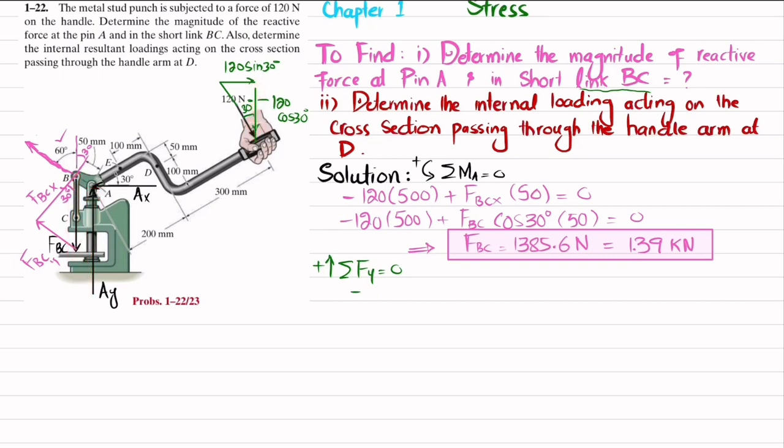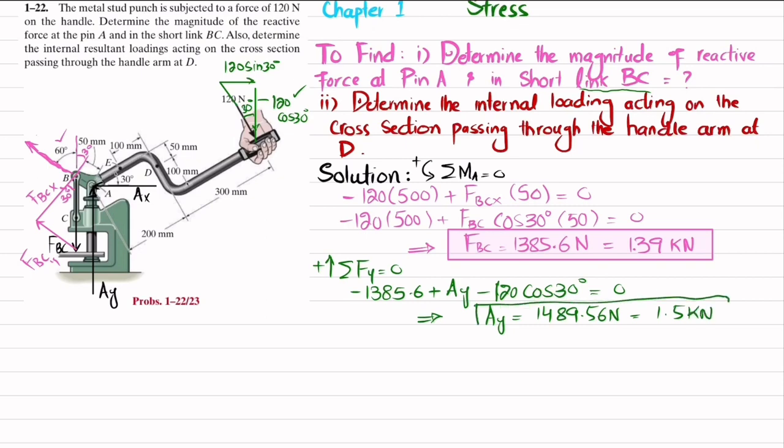So I will write minus FBC, FBC is 1385.6, plus AY, which is upward, minus this component, which is 120 into cos of 30 degrees. Their sum must be equal to 0. So from here, when you calculate it, you will get AY equal to 1489.56 Newton, or you can say 1.5 kilo Newton. So this is the vertical component of the reaction force at point A.